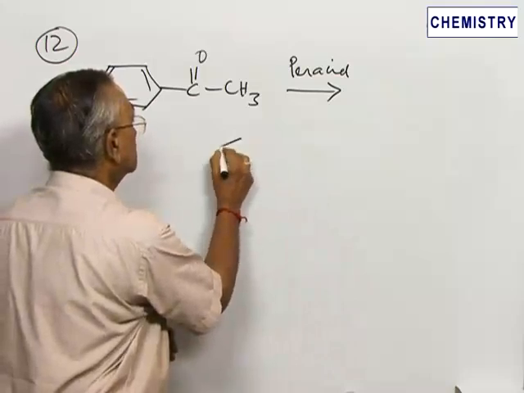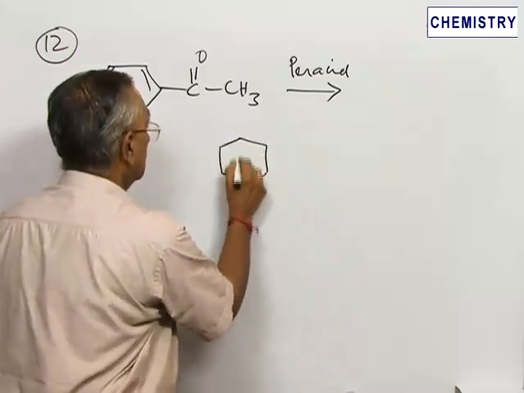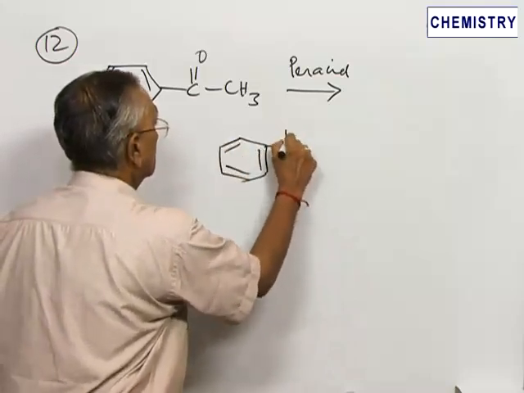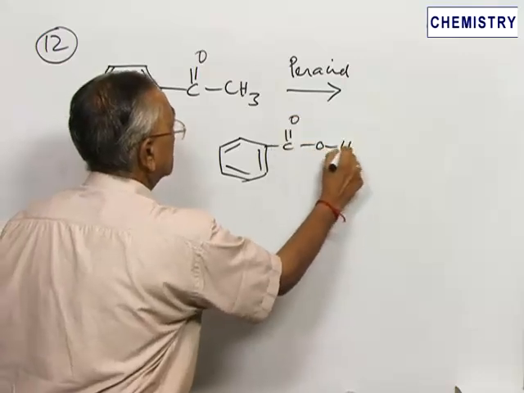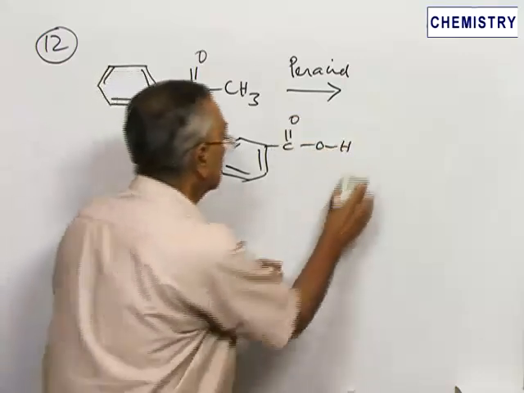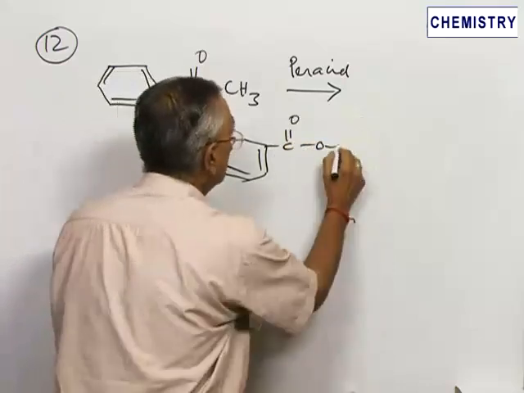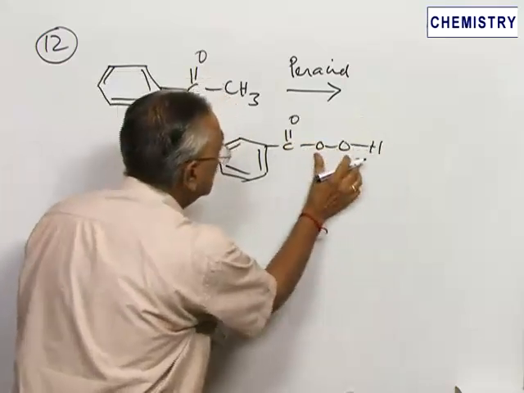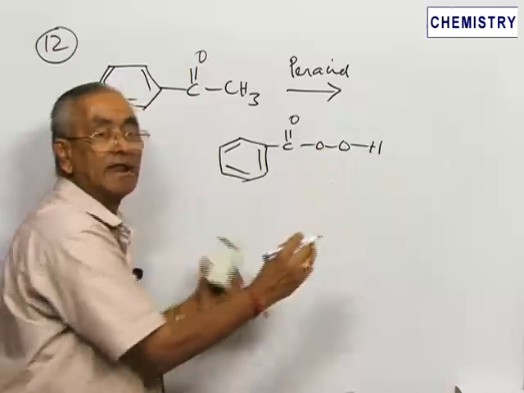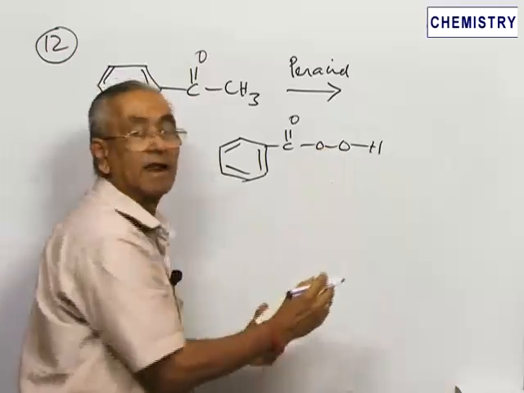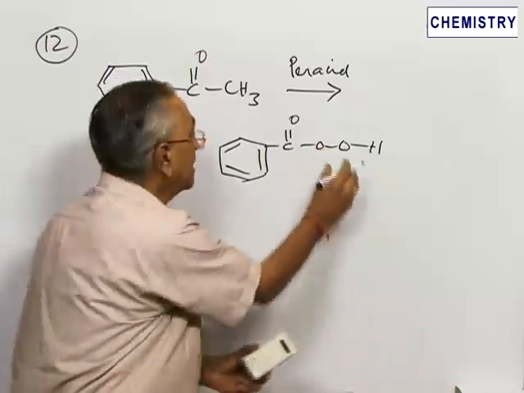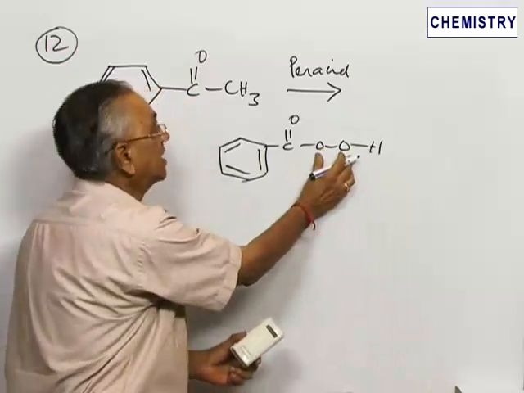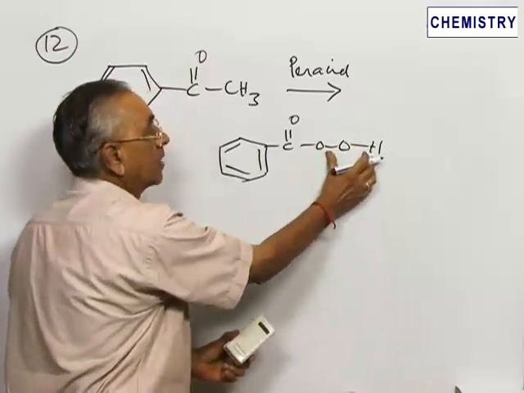As for example, this is known as perbenzoic acid. This is known as benzoic acid. Now we have an extra oxygen in this. Therefore, we write it as perbenzoic acid. The peroxy linkage is there. Any per compound, any compound named as per, contains a peroxy linkage, something like a part of hydrogen peroxide.